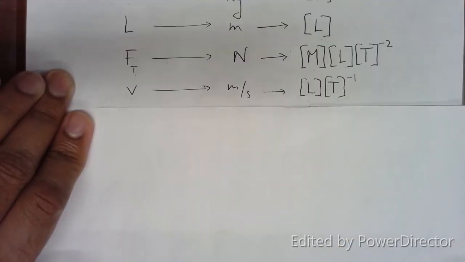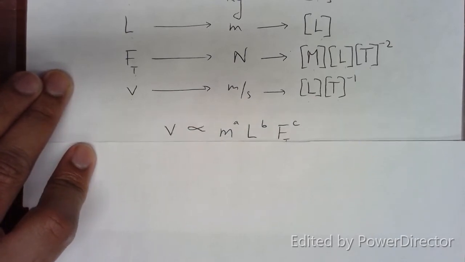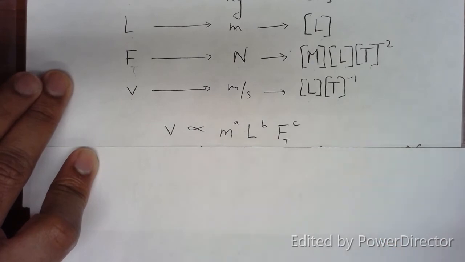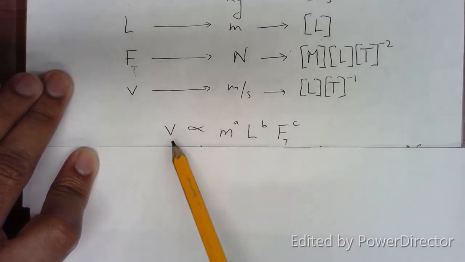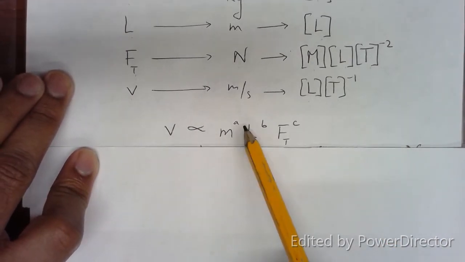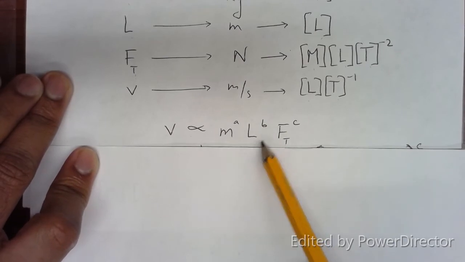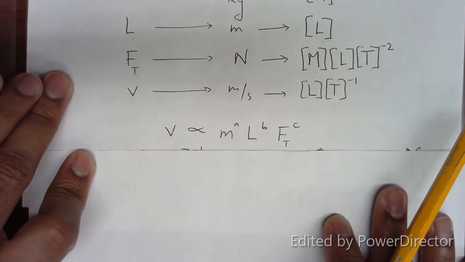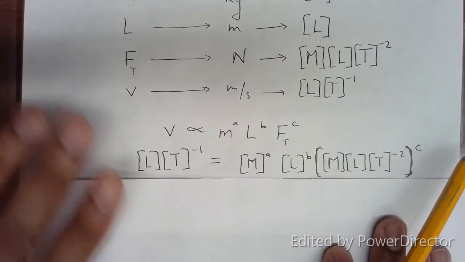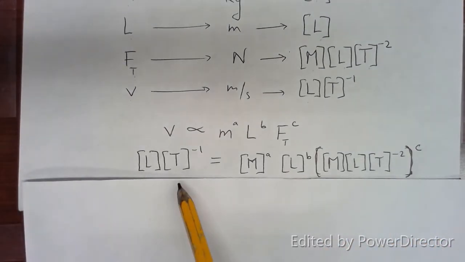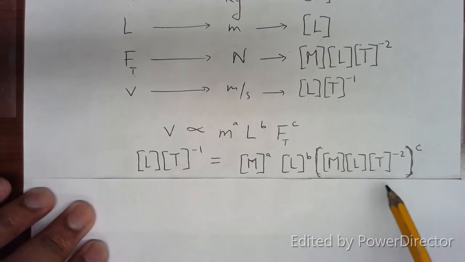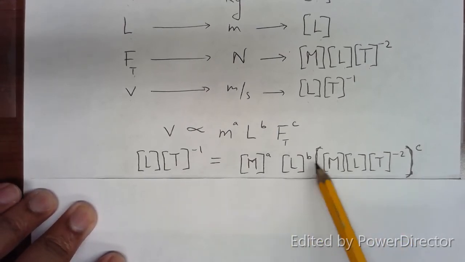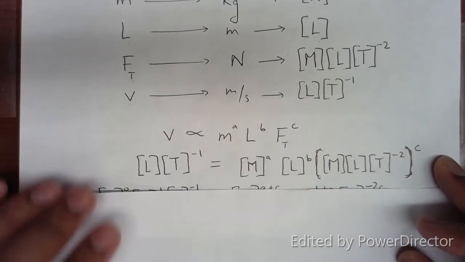So we then give our best guess for how the velocity depends on these factors. So we have the speed is proportional to mass to the power a, length to the power b, force of tension to the power c, and we compare the dimensions on both sides. On the left hand side we have length times time to the negative 1. On the right hand side we have m to the a, l to the b, and then this combination to the power c, and we simplify.